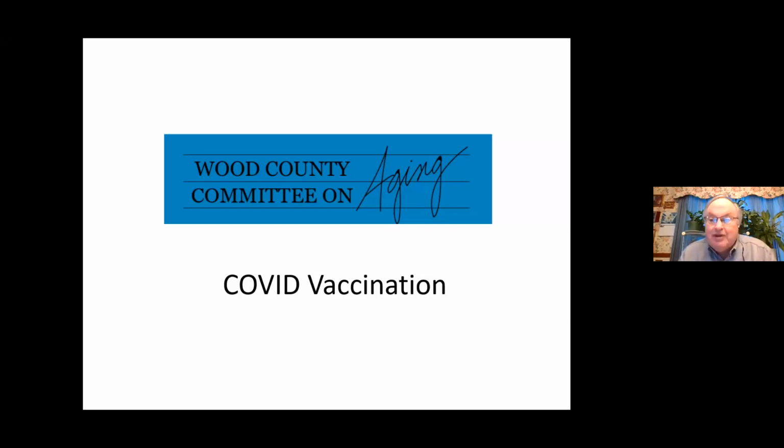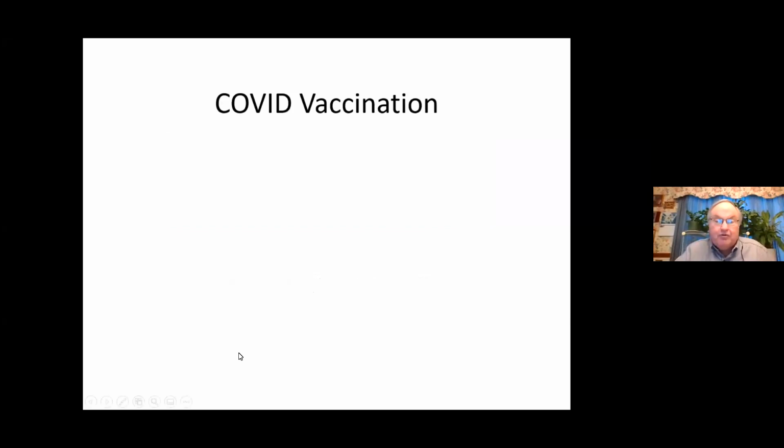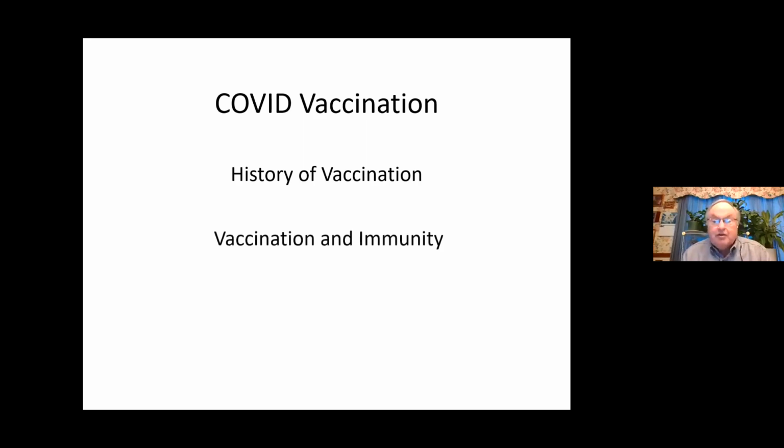The presentation I've been asked to give is about the COVID vaccine, a pretty important topic at this time. And let's see, I need to see if I can advance my slides. There it goes. Okay, so it's about COVID vaccination, and what I hope to talk about is, first of all, the history of vaccination in general and the development of vaccinations, a little bit about vaccination and immunity, and finally the specific COVID vaccines that we're hopefully going to be using and that have started to come into use in just the last few weeks.